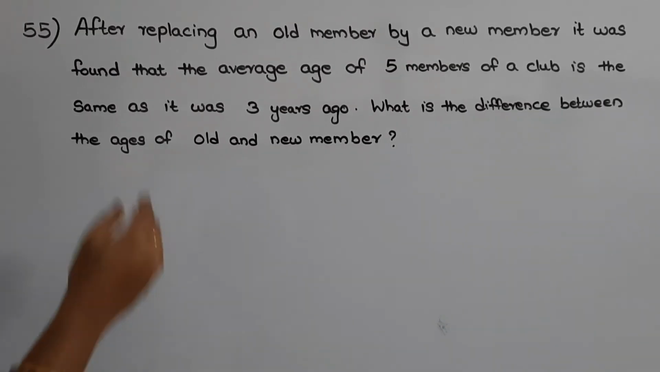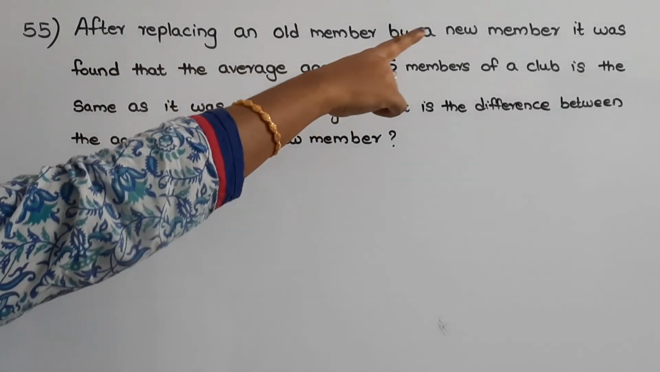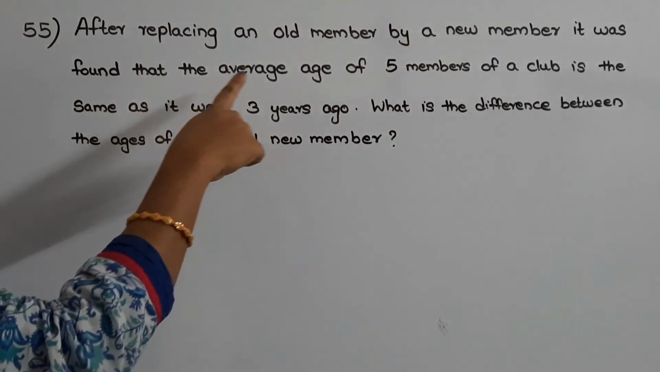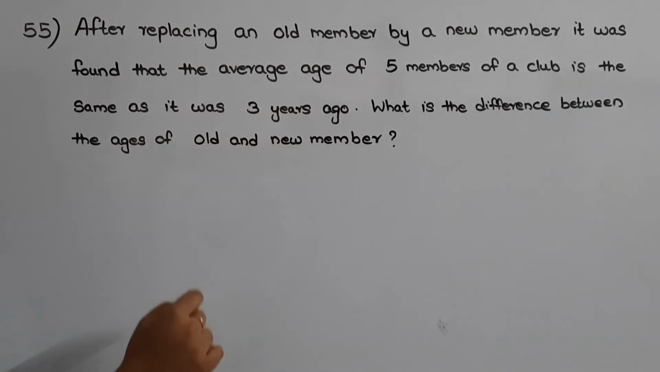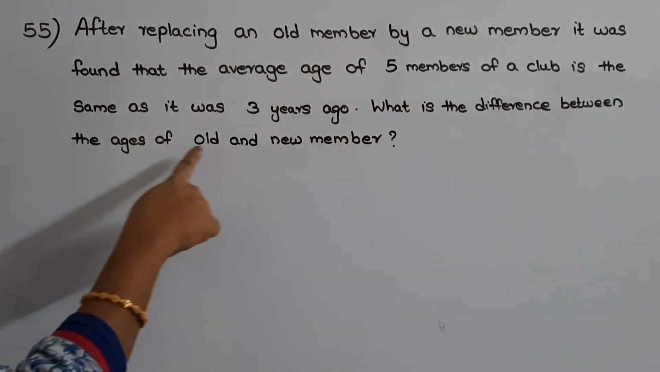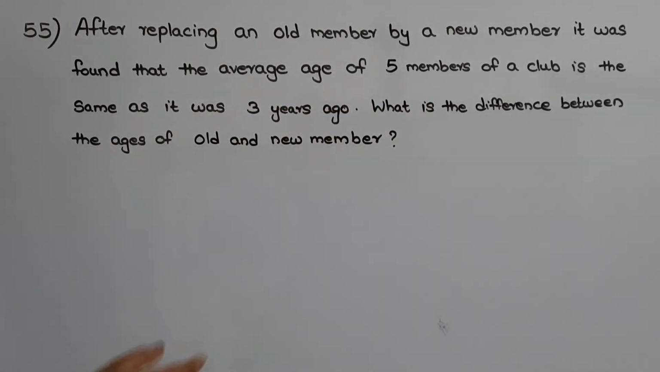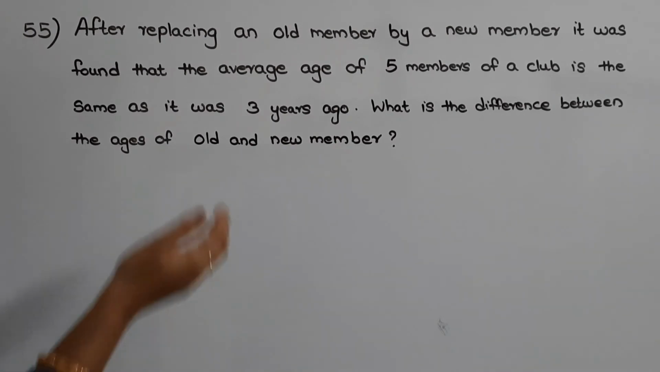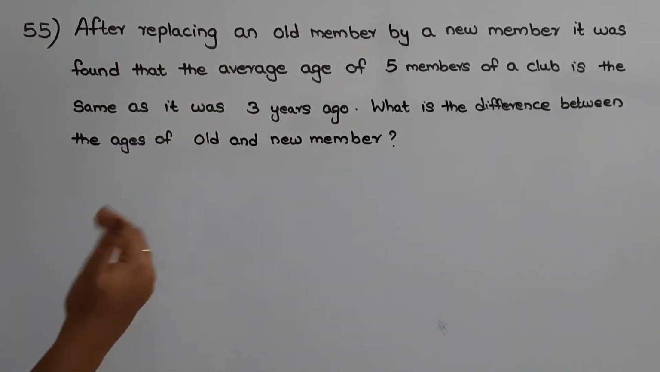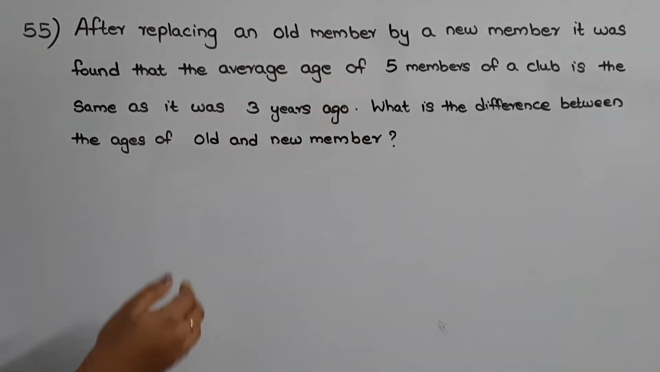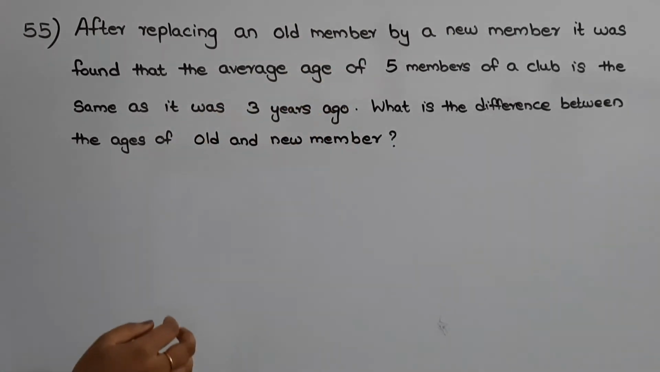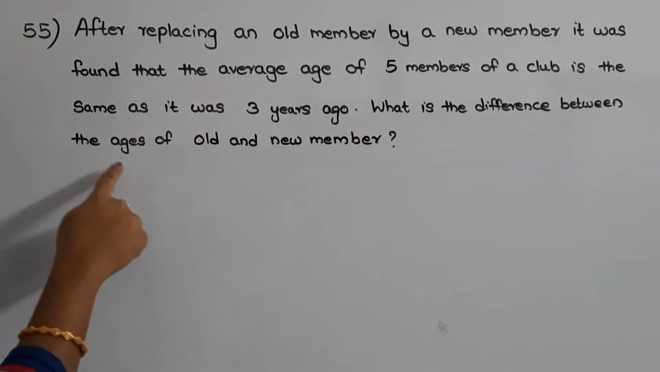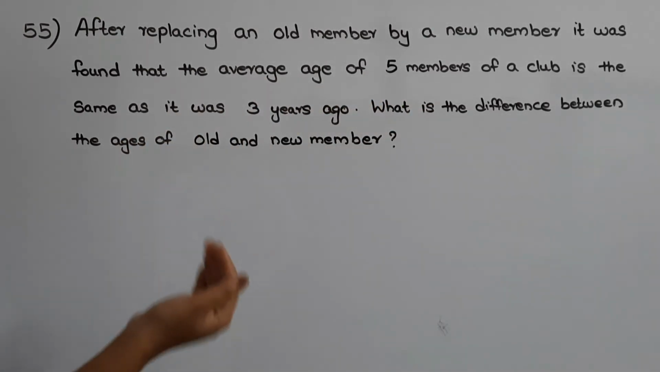The next question is, after replacing an old member by a new member, it was found that the average age of 5 members of a club is the same as it was 3 years ago. What is the difference between the ages of old and new member? So in this question, they are telling that after replacing an old member by a new member, the average age of 5 members is equal to the average age 3 years ago. So we need to find out the difference between the ages of old and new member.